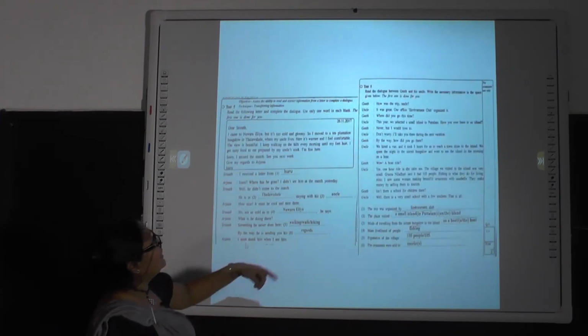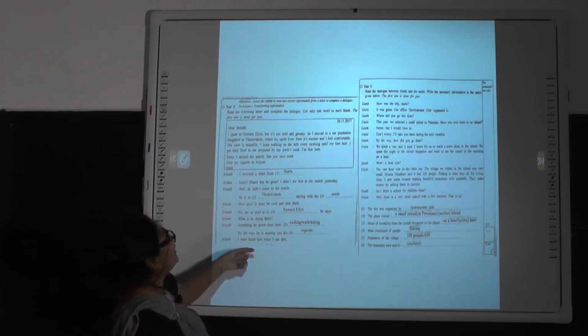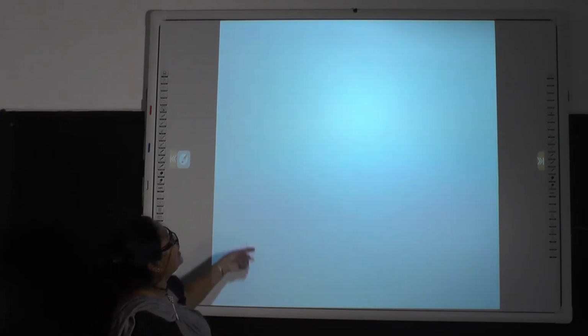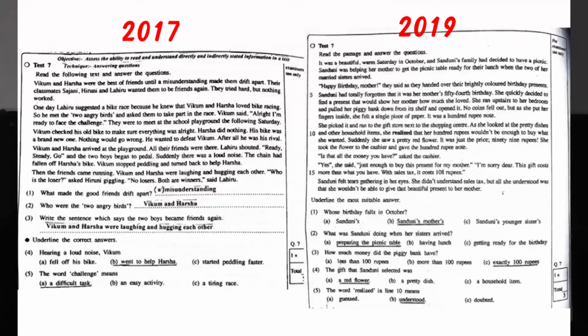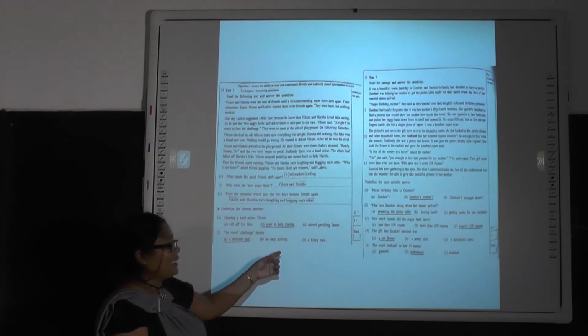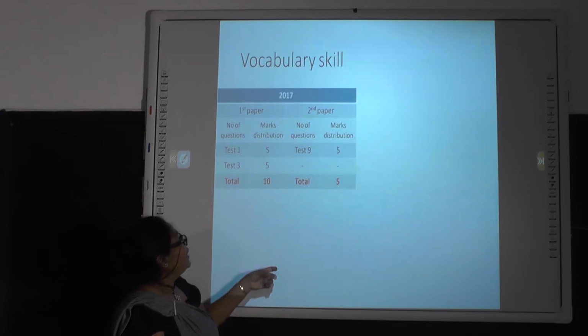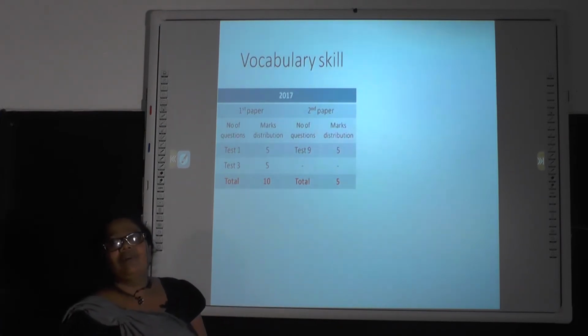Right, 2017 and 2019. Right, other reading questions, and you can see the same test number. You can see 2017 test 7 as well as 2019 test 7. I told you that you are given a small paragraph and there are some WH questions and they are measuring your scanning and skimming ability. Each question carries 5 marks. That is very easy. And let's touch about the vocabulary skill.